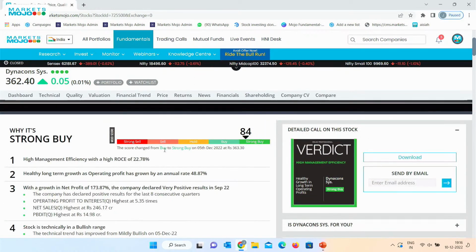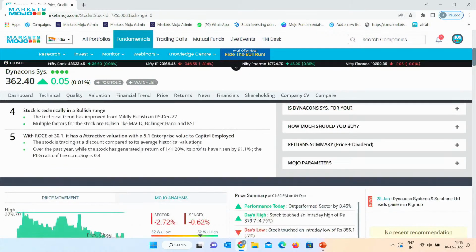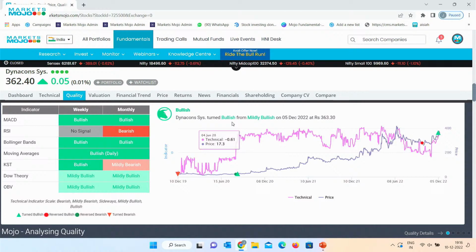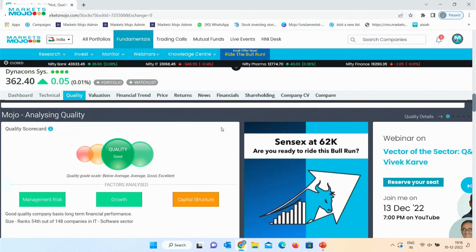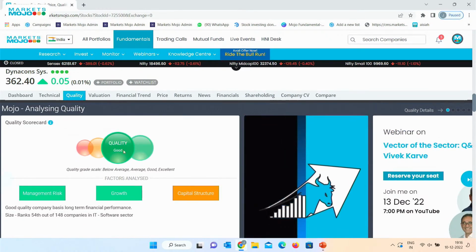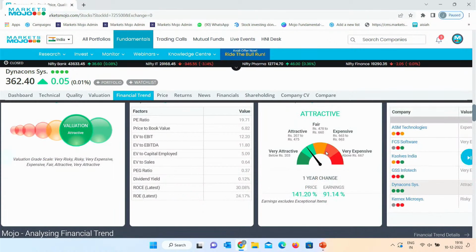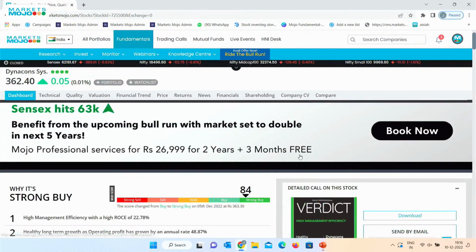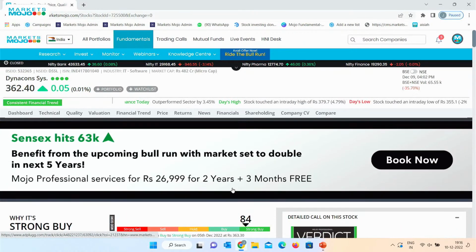Okay, so the score has changed from buy to strong buy, plus a positive point. Even the technicals have changed from bullish to mildly bullish. Quality is good, which is a very good plus point over here. And the valuation is attractive as well. It's a very good stock. I think the score should be really high because all the dots are green. 84, I think it's slightly better than Likita Infrastructure.